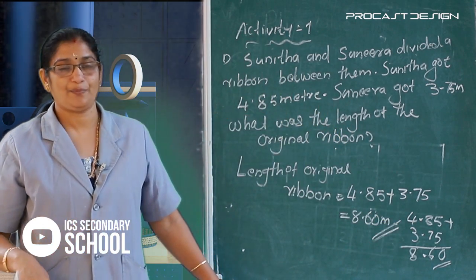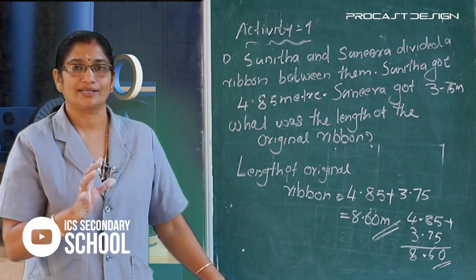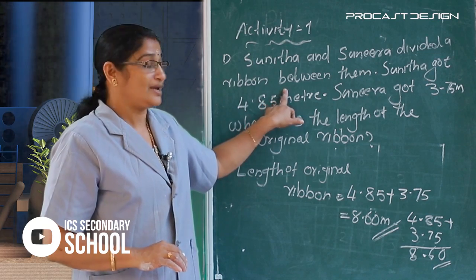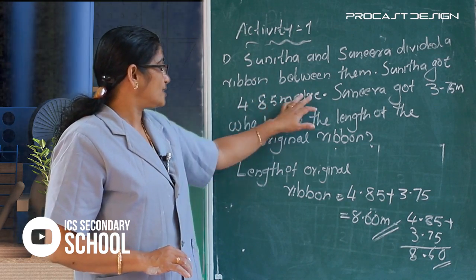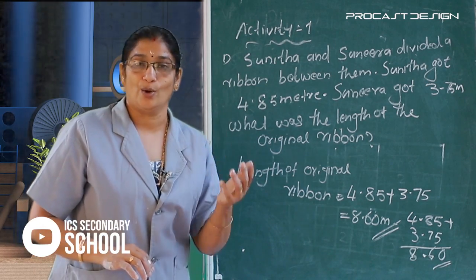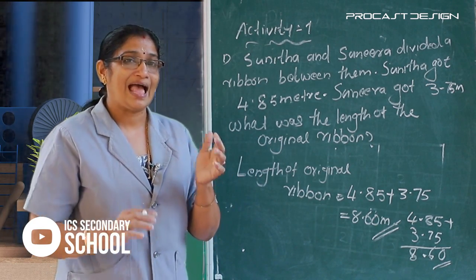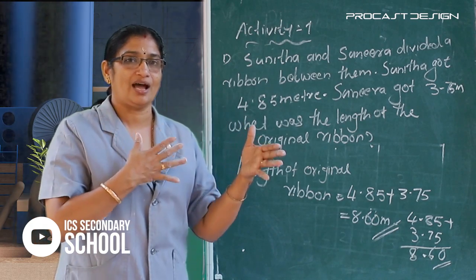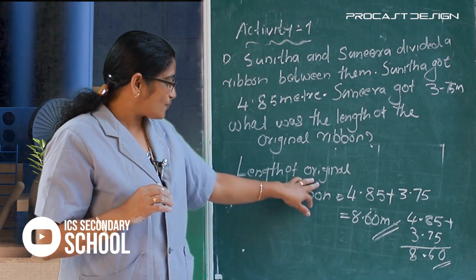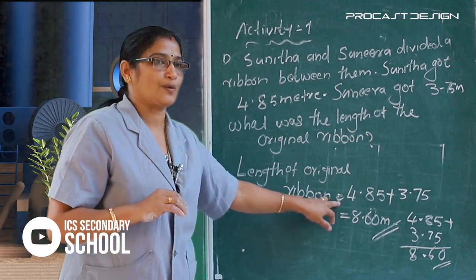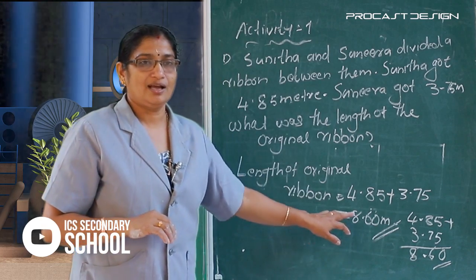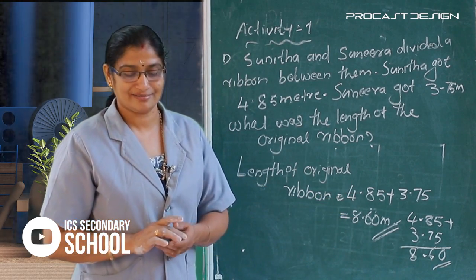Okay, 8.60 meter total. Sunitha and Sunira divided a ribbon between them. Sunitha got 4.85 meter and Sunira got 3.75 meter. Add these numbers, and the length of the original ribbon is 4.85 plus 3.75 is 8.60 meter. Okay.